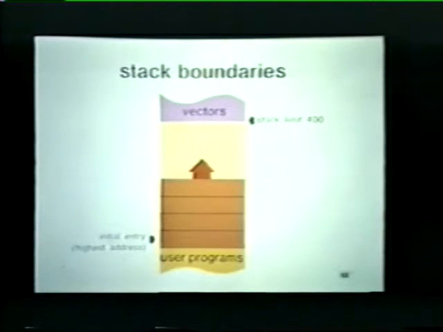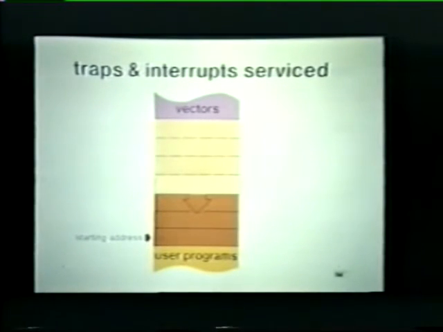As shown here, the hardware stack is located between the area reserved for vectors and the beginning of our user programs. The initial stack entry starts at the highest possible address. As information is added to the stack, it builds towards memory location 400. This location is defined as our stack limit. As entries are removed from the stack, it retreats toward its highest address. Finally, when all interrupts and traps have been serviced, the stack is back at its starting address.